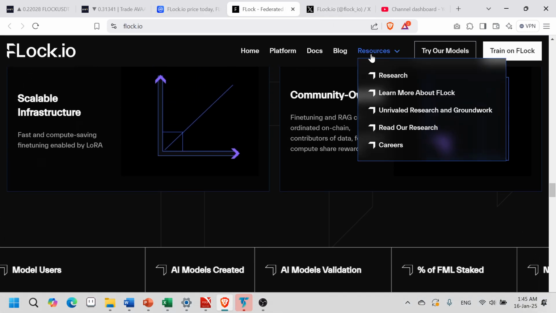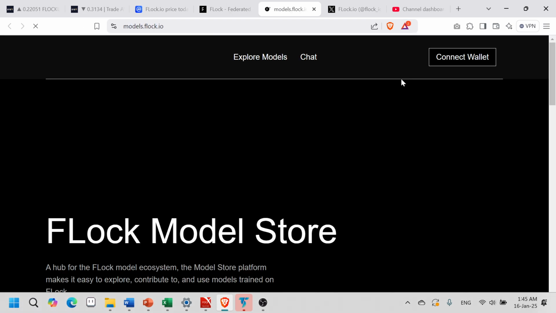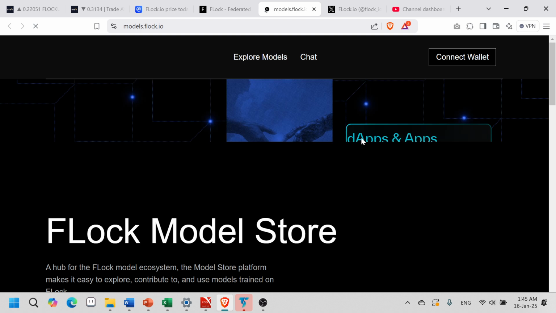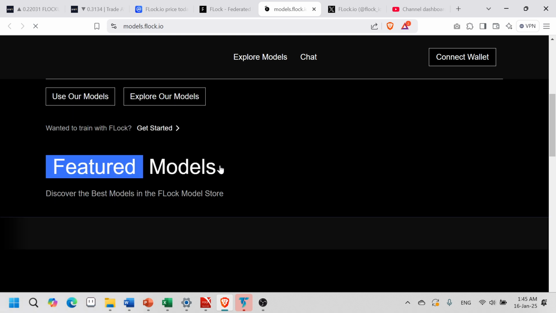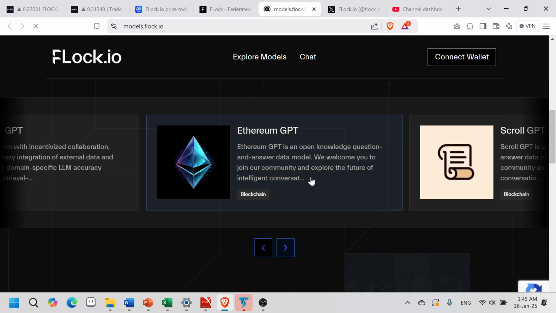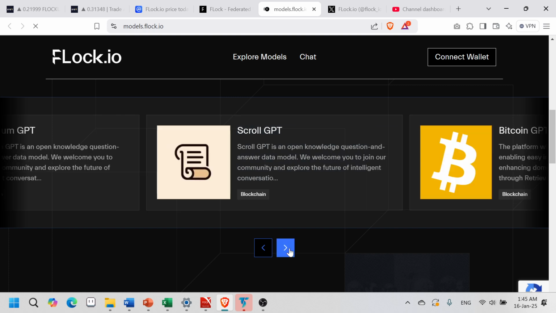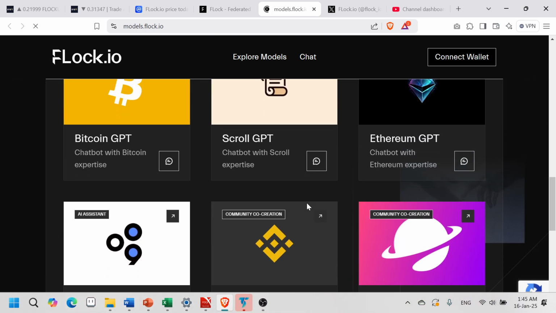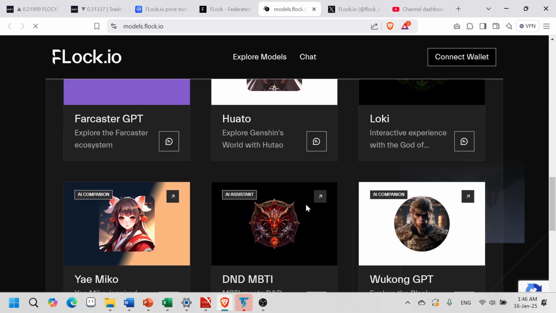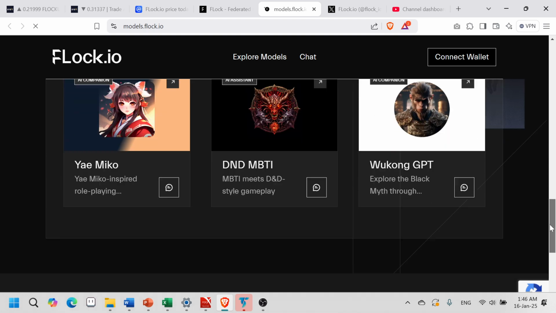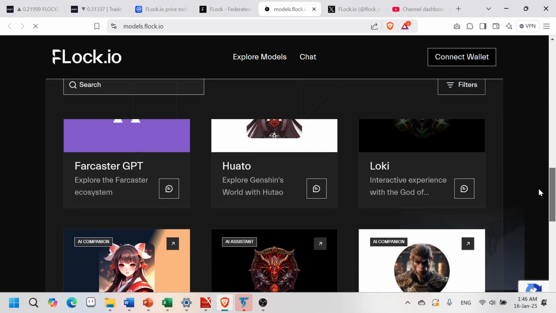That is so low. And if you look at their website and you go onto their models, because they are an AI training software basically, you can see the kind of models that they have. It gets users excited. You have Ethereum GPT, you have Scroll GPT, you have Bitcoin GPT. There's a lot more. We can see all these AI models that Flock is training. It's insane. There is a lot of activity going on in this coin.